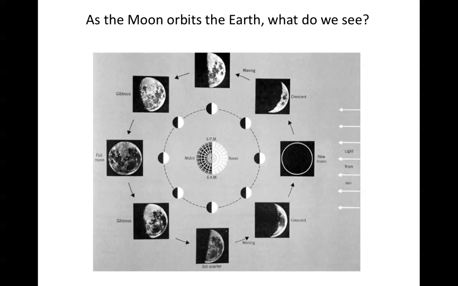And then going to the top of the picture at 6 p.m. at sunset, when the moon is overhead at sunset, the right half of it is illuminated. It's in its waxing phase at first quarter.